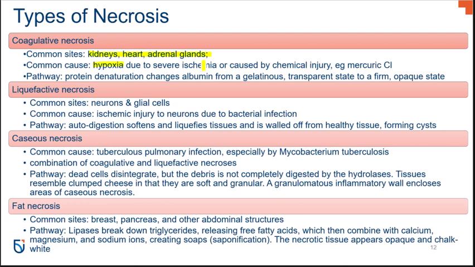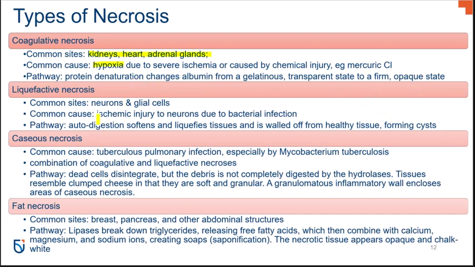So that means that blood flow to an organ or tissue has been severely compromised, meaning that that tissue is not going to get the blood that it needs containing oxygen and other nutrients, and without enough oxygen it's suffering from hypoxia. Or it can also be caused by chemical injuries such as ingestion of mercuric chloride.